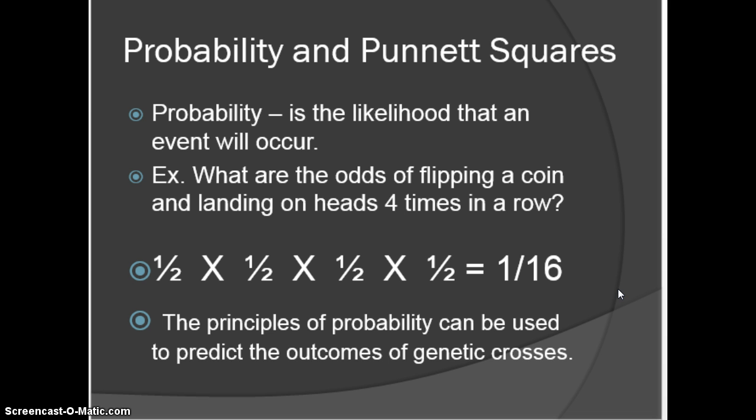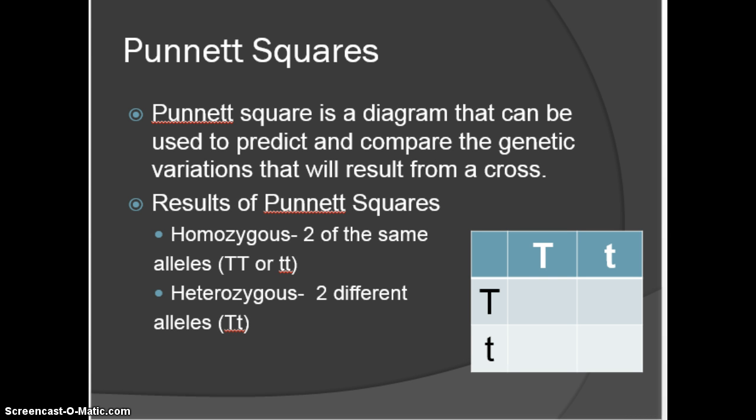We're going to use the same idea with probability in our genetic crosses. So if we look at a Punnett square, this is the diagram that's going to help us use this probability to show what will happen when we cross different genetic variations. So it allows us to predict and compare. And that is the big piece for this. So Punnett squares will become your friends. We're going to use them quite a bit, but a couple of things about them.